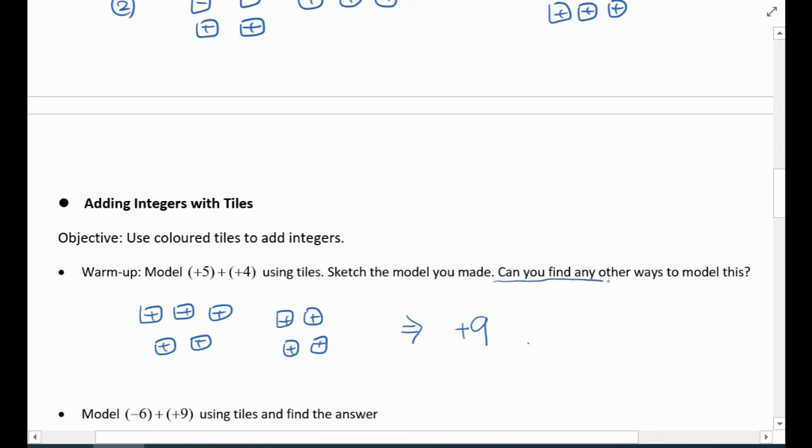Can you find any other ways to model this? Yes, we can. We can introduce 0 pairs. So we can just add 1 0 pair or 2 0 pairs or 3 0 pairs. Because a 0 pair does nothing. This is just a 0. So to represent this expression using tiles, you can just simply draw 5 positive integer chips and 4 positive integer chips. Count the total. Okay? Next question.